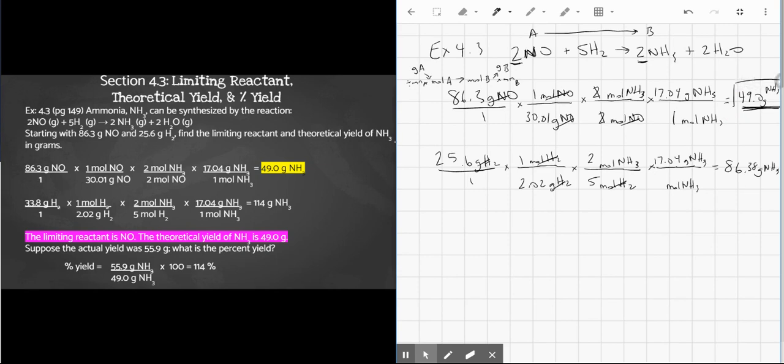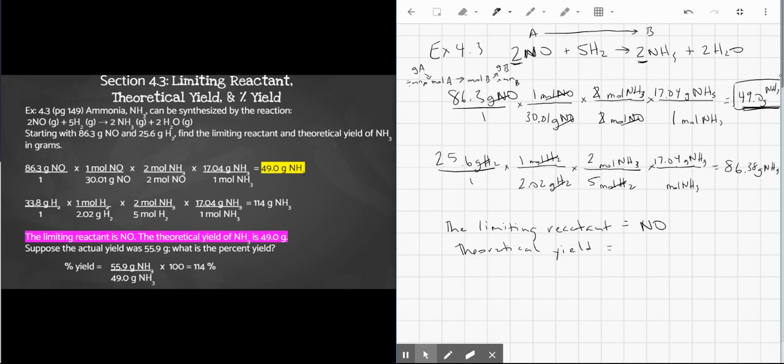This is the theoretical yield. That is theoretically how much ammonia we can make. So let's write that out. We would write the limiting reactant is NO, and the theoretical yield is how much we could make if we had used all of these 86.3 grams.